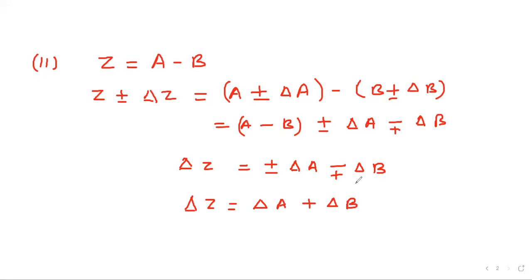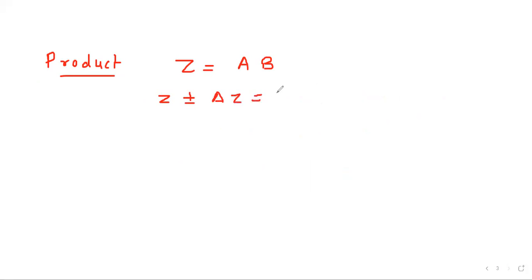Now, let's see the third case, errors in product. We consider product. Suppose Z equal to A into B. So we write Z plus minus delta Z equal to A plus minus delta A multiplied by B plus minus delta B. Now we open the bracket.